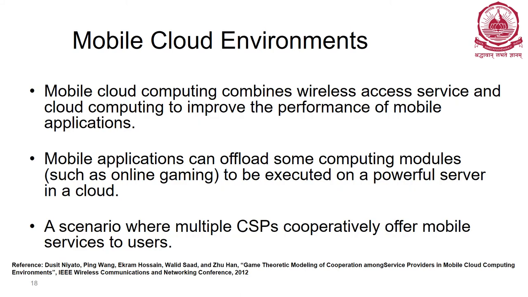An example of coalition applied in a mobile cloud environment is given in this paper by Professor Dusit Niyato and other authors. Mobile cloud computing combines wireless access service and cloud computing to improve the performance of mobile applications. A potential coalition is where the mobile provider creates a coalition with the cloud provider, so that the offloading can be done on a powerful server.